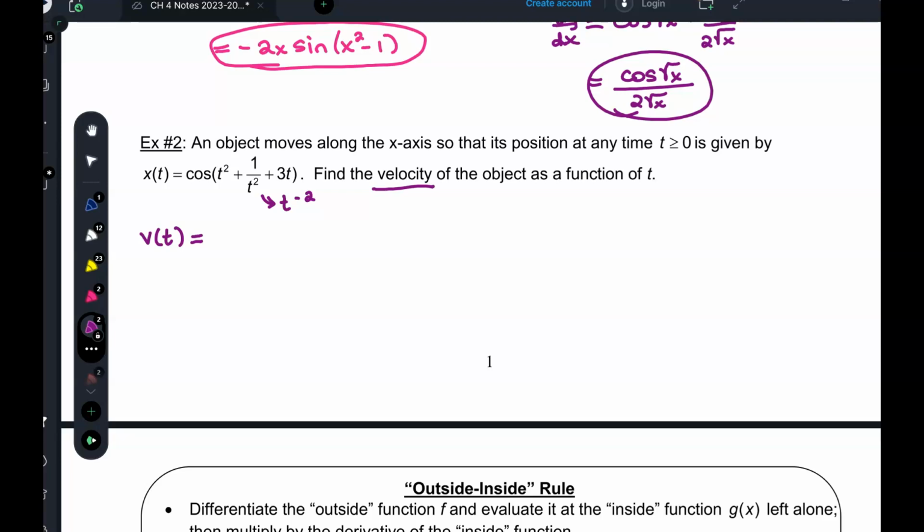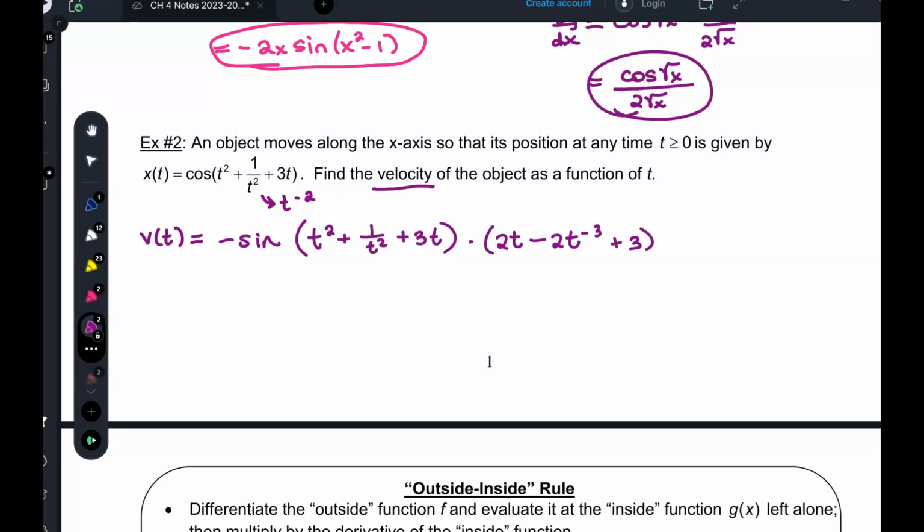Okay, so I'm going to do the derivative of cosine, which is negative sine. Keep everything the same here. So that's our dy du. I haven't changed what u is equal to. Times, now I want to do the derivative of the inside. So derivative of t squared is 2t. t to the -2 will be minus 2t to the -3, plus 3.